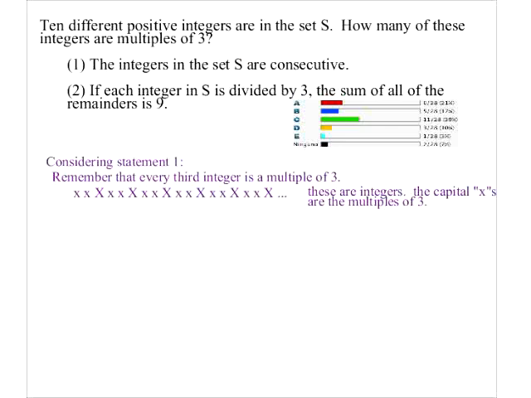If we took these 10, then there are 4 multiples of 3 in there. But if we took these 10, then there are only 3. So this is insufficient, because there are 2 possibilities. The blue set has 4 multiples of 3. The red set has 3 multiples of 3. So this is going to be 2 different answers to the question, therefore insufficient.